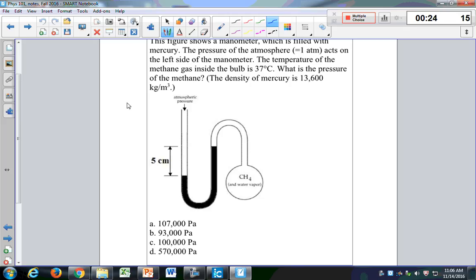First, ask yourself the question of, is the methane at a higher or a lower pressure than the atmospheric pressure? Is it higher or lower, the methane? Or the same? Don't forget, with good multiple choice questions, it's always a good practice to go through your answers and see which ones make sense and which ones don't make sense. You can limit your options.